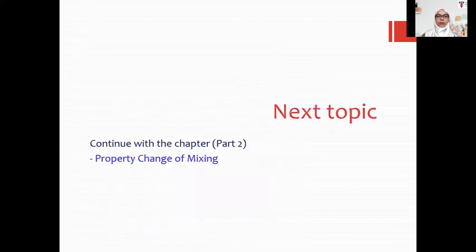For the next topic, we will move to the second part of this chapter, discussing the property change of mixing, because we already compared with the ideal solution. Based on the excess property, how does the property change for mixing? What are the relevant thermodynamic properties in the mixing process? By the end of this slide, that will end my presentation today.